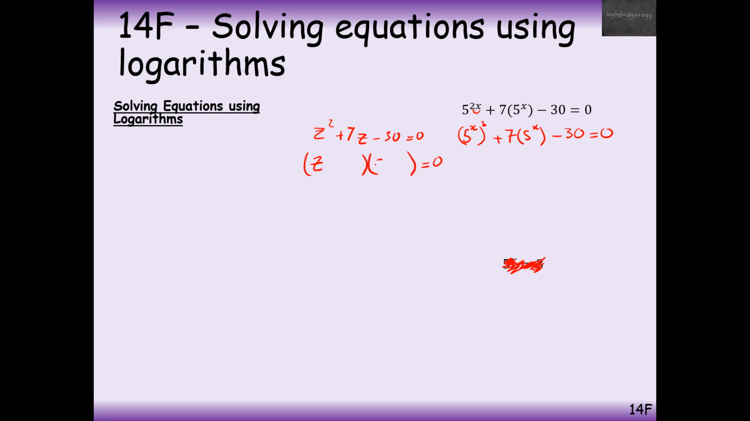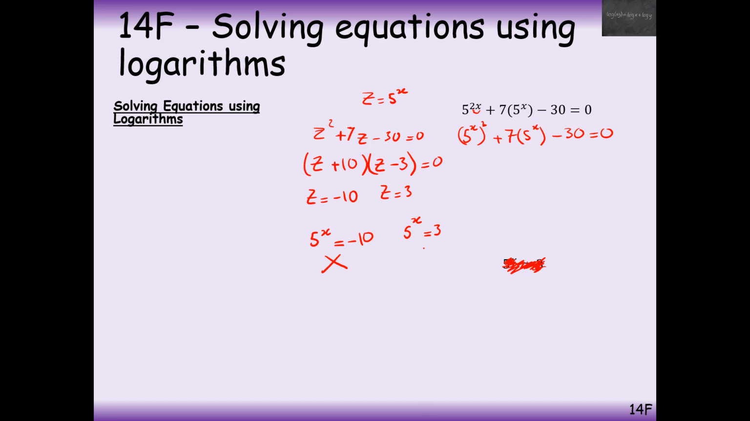We write z here, and we need a plus 10 and a minus 3 so that the sum is plus 7. That means z equals 3 or z equals negative 10. Now, remember z was 5 to the power of x. Can I have 5 raised to the power of x equal to a negative number? This is invalid, that's not possible. But 5 raised to the power of x can be 3. How can we solve that? That's why the clue is there at the end.